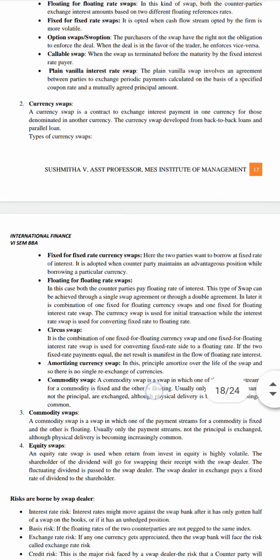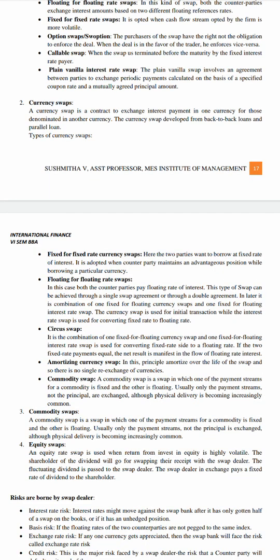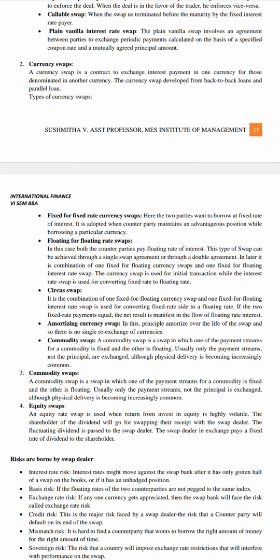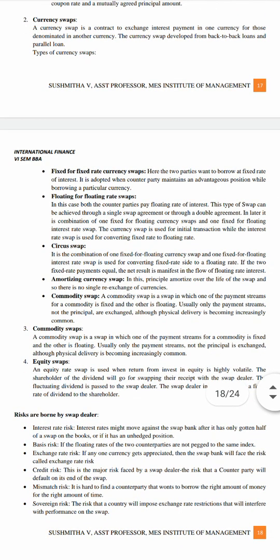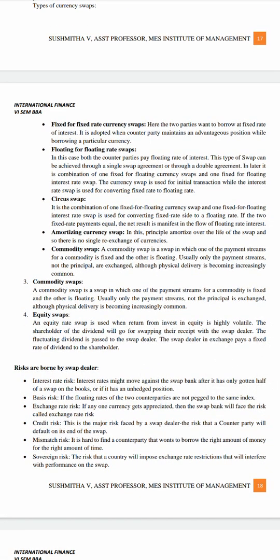Next you have currency swaps. Under currency swap, interest payment denominated in one currency is exchanged with interest denominated in another currency. So currency swap is nothing but back to back loans or credit loans, or it is also called a parallel loan. Under currency swap, you have fixed for fixed rate currency swap, and again floating for floating rate swaps, and the circus swap. Circus is nothing but one fixed for floating and one fixed for floating. It's a combination of fixed for floating swaps.